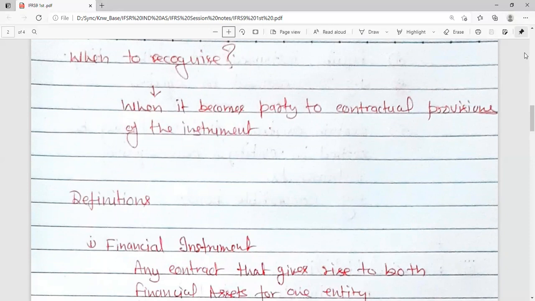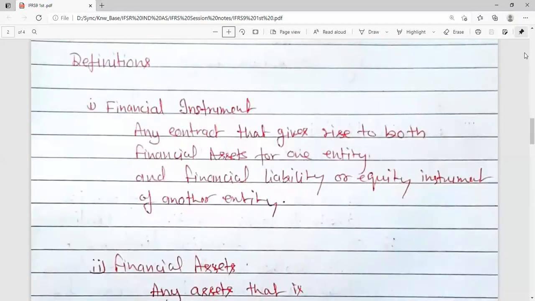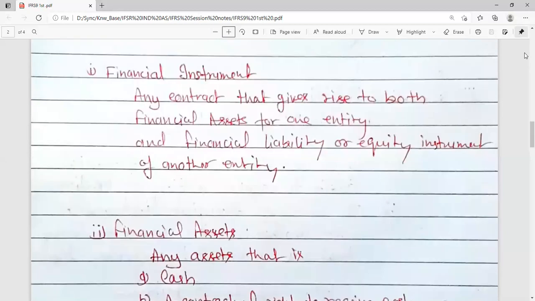But before moving to the main provisions of IFRS 9, we should be clear on some definitions. So we begin with the definition part. First definition is financial instrument. What is a financial instrument? IFRS 9 defines it as any contract that gives rise to both. It means, if in any contract there are two parties, it is a financial asset for one party and a financial liability or equity instrument for another party. Both conditions should be satisfied to classify any instrument as a financial instrument.